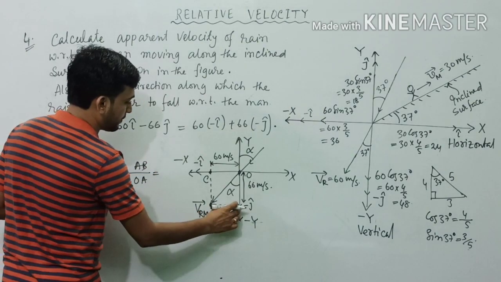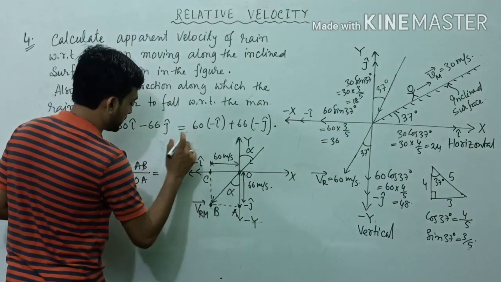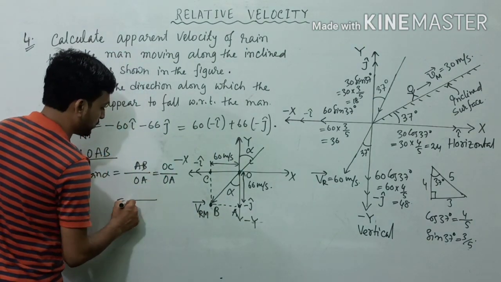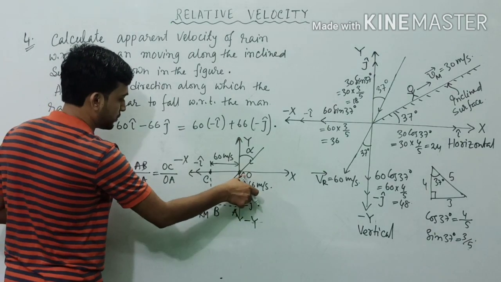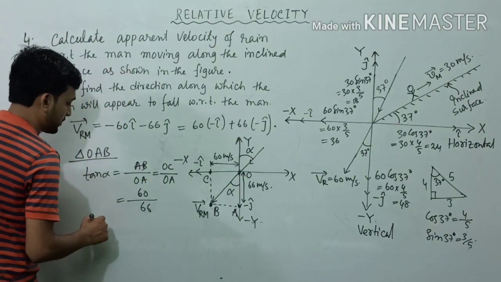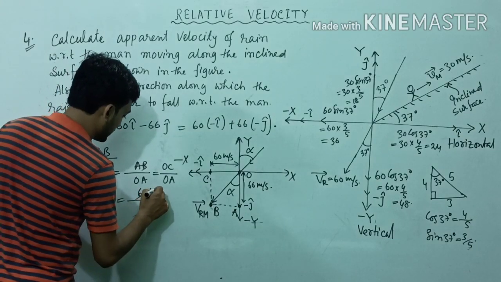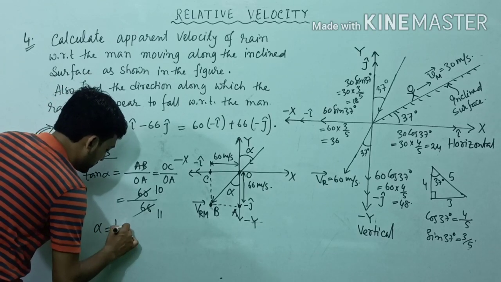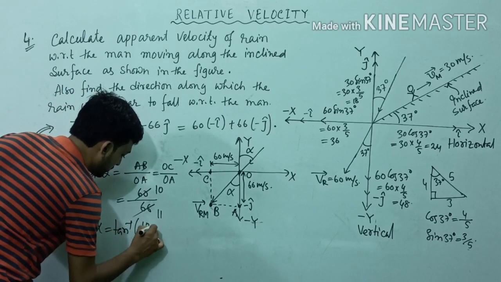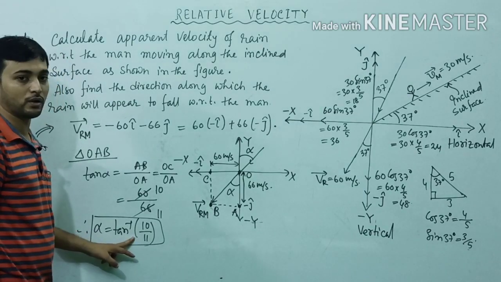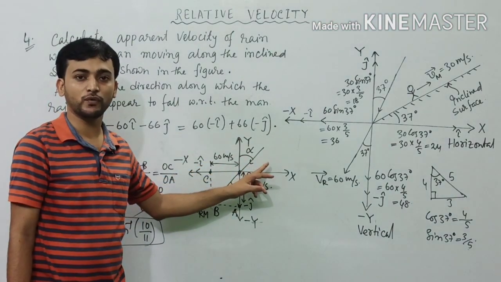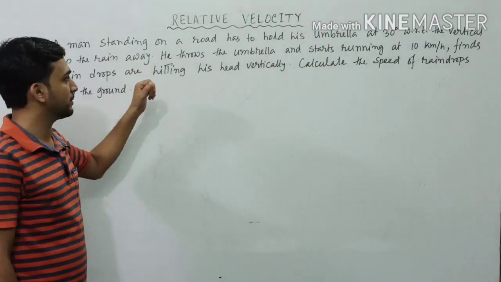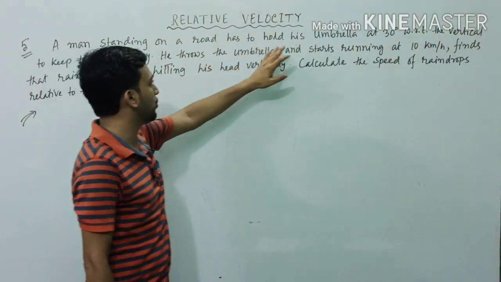Now what is AB? AB is exactly equal to OC, and OA will remain as it is. Now what is OC? OC is 60 meter per second, and what is OA? It is 66 meter per second. On solving this, we will get 10 by 11. So alpha will be tan inverse 10 by 11. This is the angle along which the rain will appear to fall with respect to the man moving along the inclined surface.